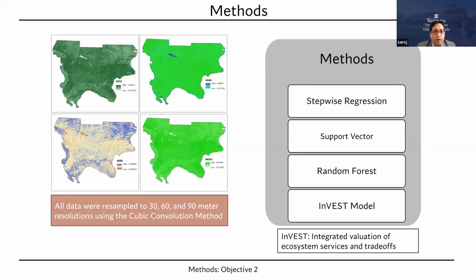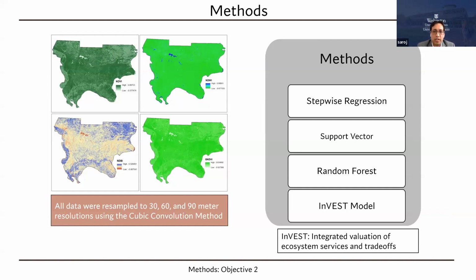Because we wanted to test which resolution best fits the FIA-based data, initially what we needed to do is we had 30-meter resolution data of Landsat and all the indices, and that needed to be converted to 60 and 90 meters. So I used a cubic convolution method to resample those data.